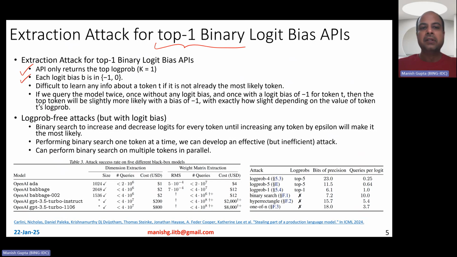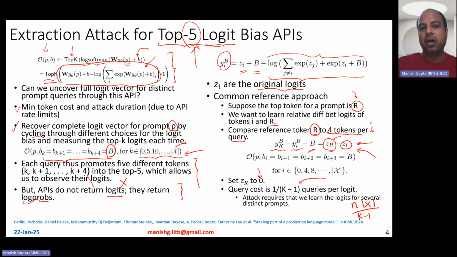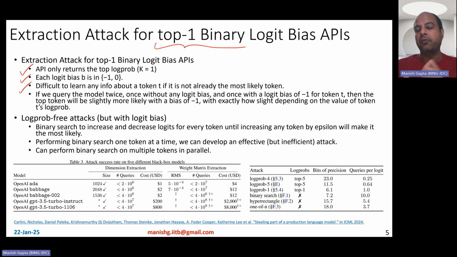Okay. So now, of course, this is a difficult case. It's difficult to learn any information about a token if it is not the most likely token. So just like in the previous case, your job is to push the token for which you want to know the logit to be the top one, because unless it is top one, you won't be able to figure out how to use the logit, that is how to use the score predicted and sent to you by the API.